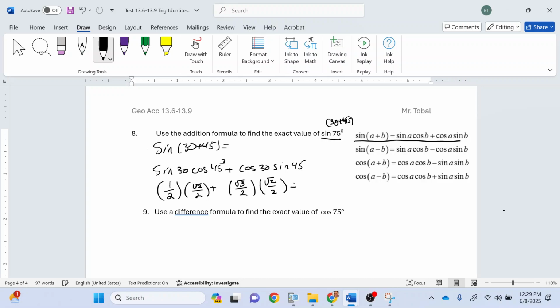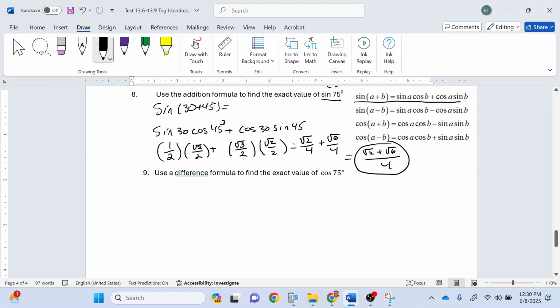Combine this part, that's going to be root 2 over 4 plus root 6 over 4. To make it one big fraction, root 2 plus root 6, all over 4. If you remember, these are kind of how the answers always end up looking, because we don't really mix it up that much.